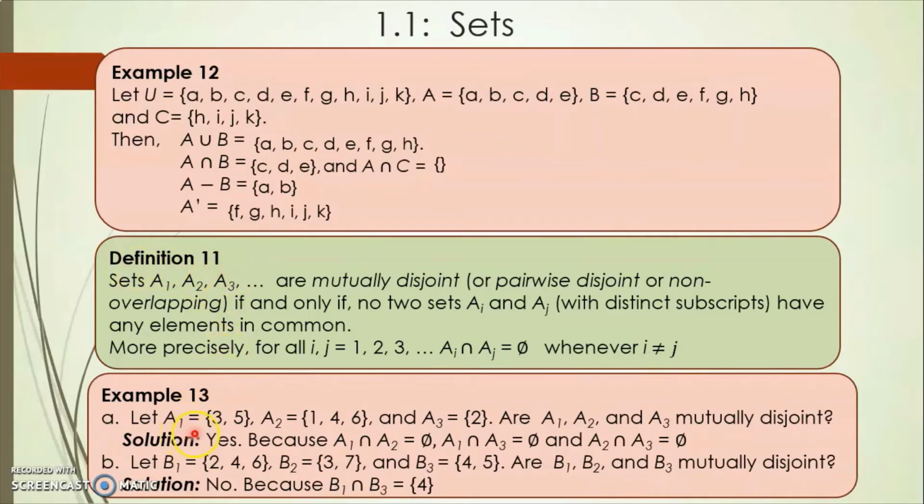Now let us see Example 13 on how Definition 11 works. Let A1 equals 3, 5, A2 equals 1, 4, 6, and A3 equals 2. All these three sets are mutually disjoint because all the intersections give the empty set or null set. But for Example 13b, let B1 equal 2, 4, 6, B2 equal 3, 7, B3 equal 4, 5. The solution is that B1, B2, B3 are not mutually disjoint, because if you notice, set B1 and set B3 have a common element, which is the number 4.